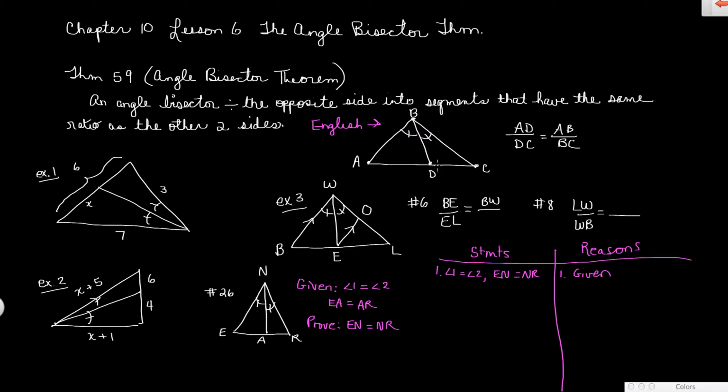So it's the bottom two parts proportional to the side two parts. Now the AD part goes with the part that it's closest to. So AD goes across from AB, DC goes across from BC. These are easy and fun, but we do, as you can see, have a proof coming up down there.